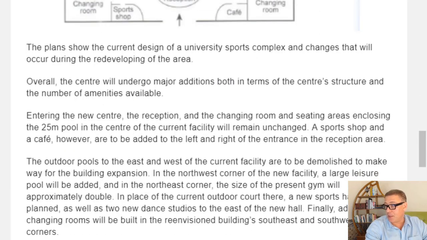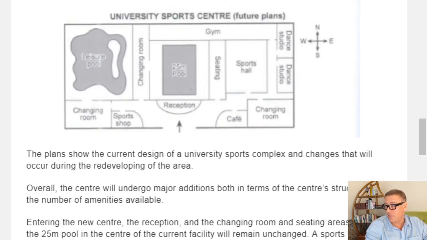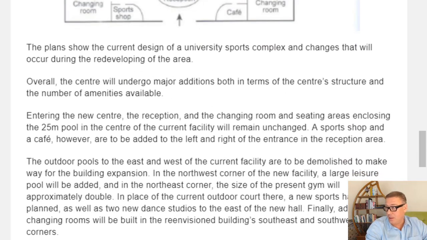A sports shop and a cafe, however, are to be added to the left and right of the entrance in the reception area. So there we have the sports shop and the cafe, and I've pretty much described most of that area, with the exception of the gym, again, which I'll get to later. Now, I've said left and right, not west and east. That's very clear. If I say to the left and right of the entrance, the arrow here makes it clear that that's the entrance. You could also say to the east and west, or the west and east.